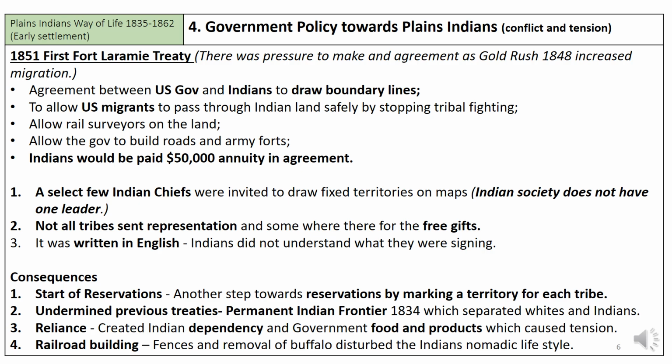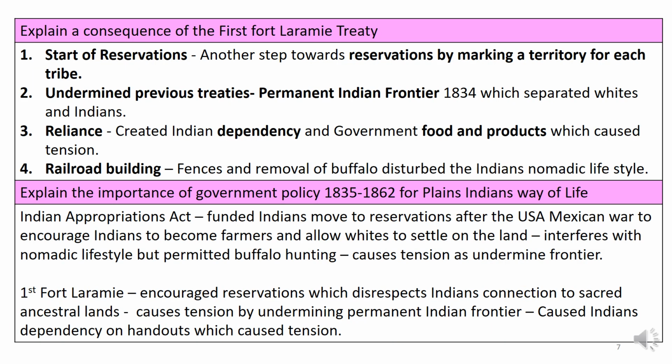Finally, it is the start of railroad building. This is another consequence because one of the agreements was that they would allow the US to start building some of this infrastructure, these roads, and they'd allow surveyors there to start looking at where they might place a railway. So what they start doing is fencing off certain bits of land, which scares the buffalo or stops the migration of the buffalo in a certain way, which again disturbs the nomadic lifestyle of the Indians.